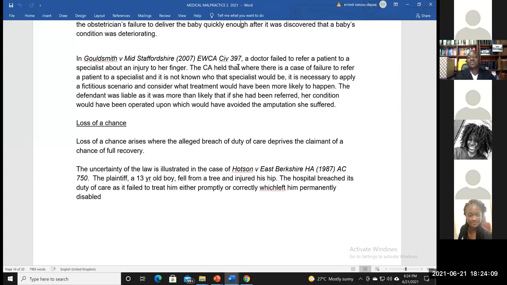Yeah, so the law is not very clear here. Maybe let's look at the case of Hotson against the East Berkshire Health Authority, a 1987 decision, where a plaintiff, a 13-year-old boy, fell from a tree and injured his hip.